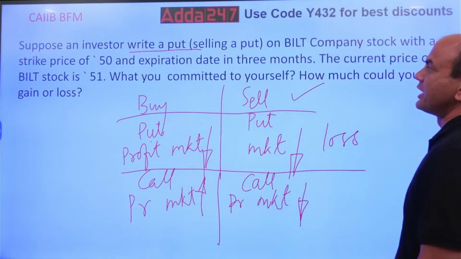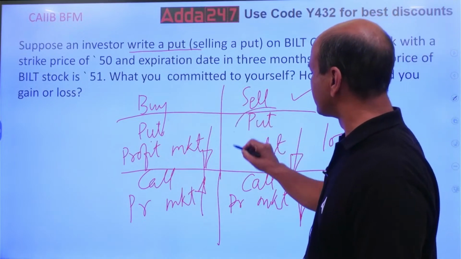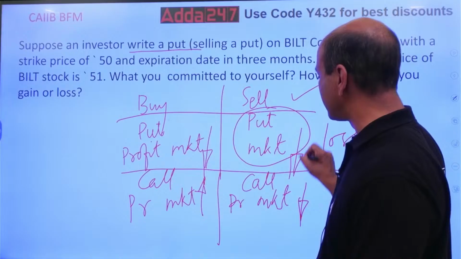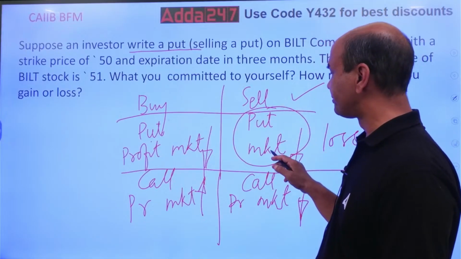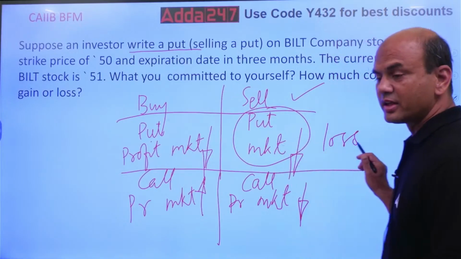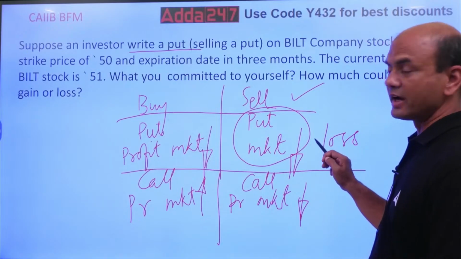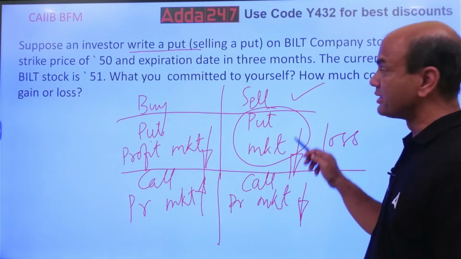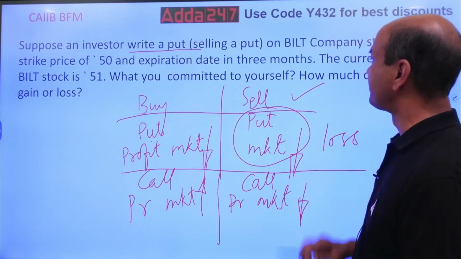Suppose an investor writes a put. See here, we are in this case. The investor writes the put. So if the market is down, the investor will make a loss. And if the market is up, the seller will always make the profit.